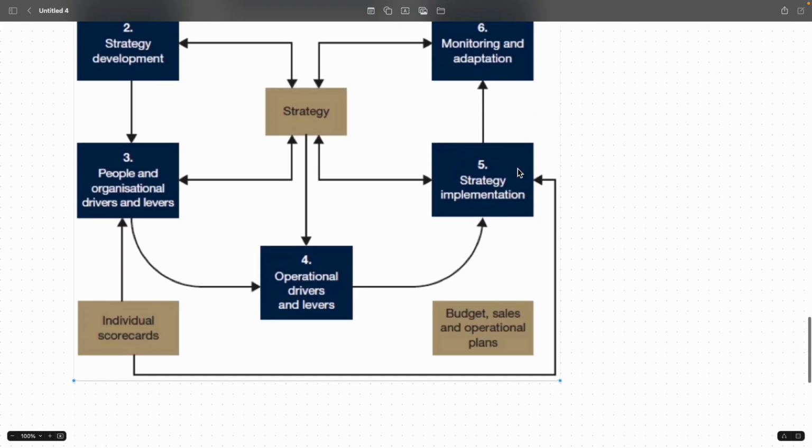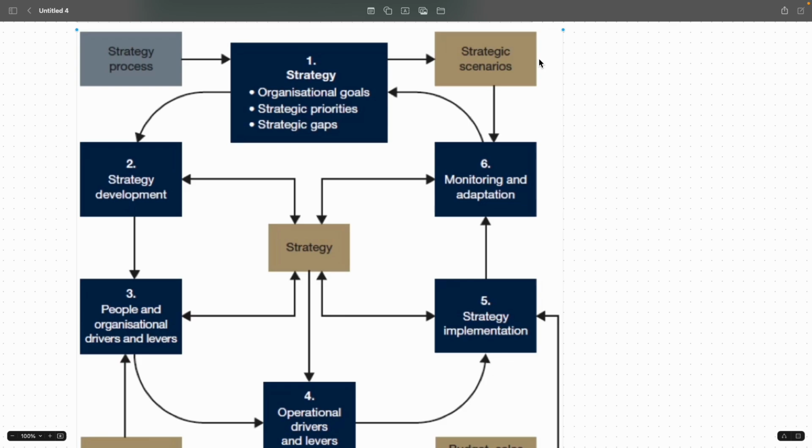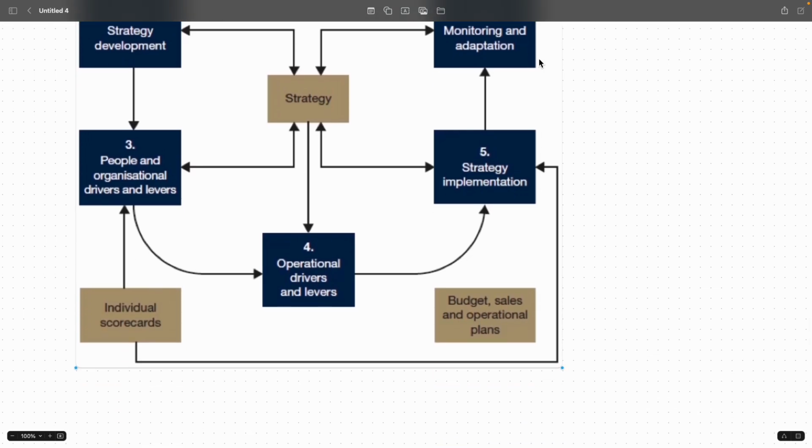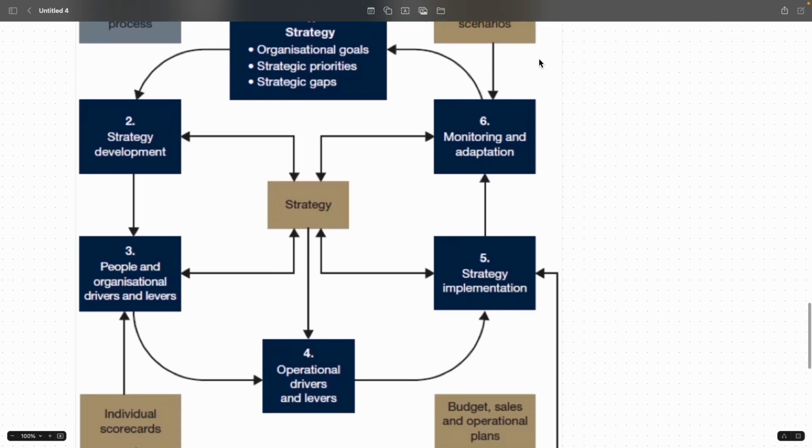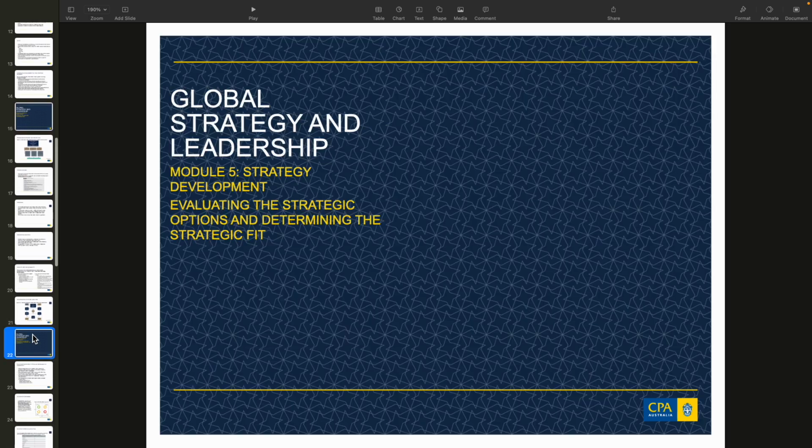Now, to support this, you have certain things like scenarios. Strategy scenarios are what-ifs. What if somebody does this? What if somebody does that? Those are called scenarios. The next one is budget, sales, and operational plans. What are your budgets, your sales plans, and your operational plans to achieve the strategy? And when it comes to individual scorecards, what skills do your staff need to have, and so forth. Got it? So that's basically the idea of the strategy process. That covers the whole process of strategy.